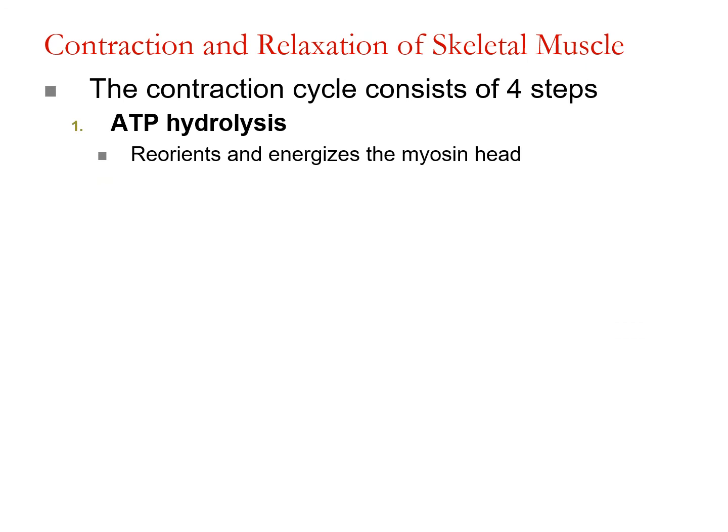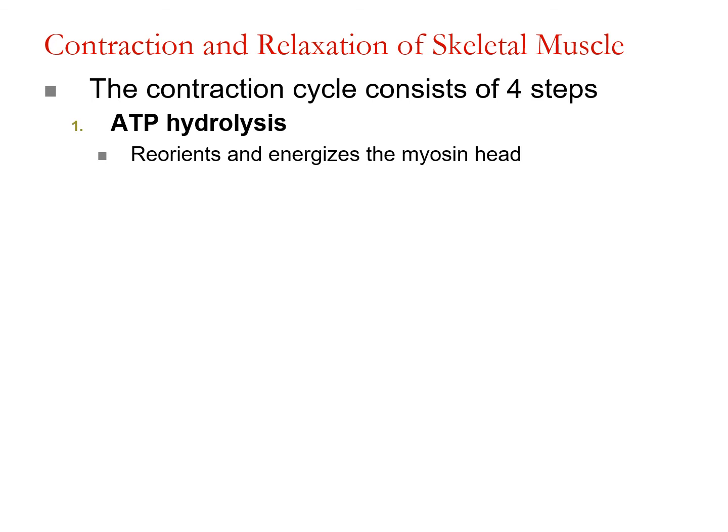So once the binding sites on actin are exposed, with the binding of calcium again to troponin, which pulls away the tropomyosin, and myosin is now allowed to bind to and interact with the actin, the repeating sequence of events that cause the filaments to slide begin, and these constitute the contraction cycle. There are 4 steps.